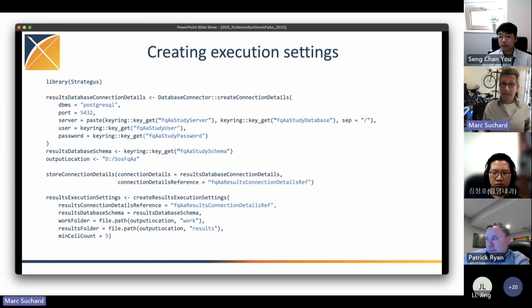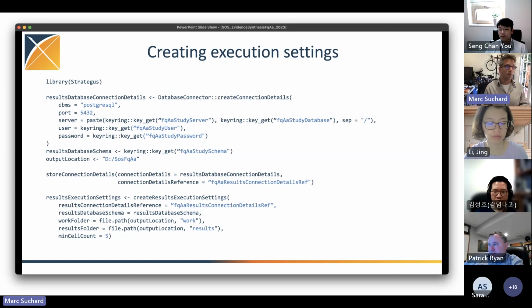Then you would just execute that. So that creates the JSON file. You could share that with somebody else who would be able to exactly reproduce your evidence synthesis of the data here. Our study coordinator, so Jack, this is going to be you.